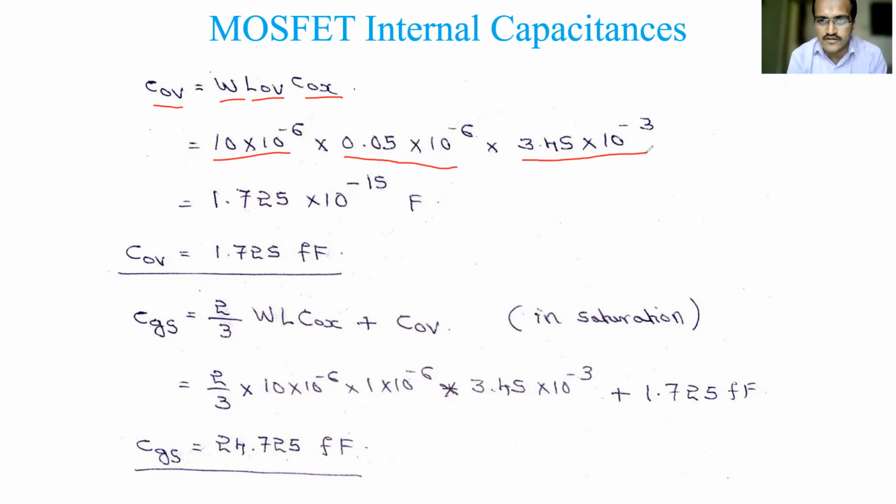Okay, substitution and all we'll do this only. Fine. So what will happen here? 10 into 0.05 into 3.45 will give you 1.725. And then it is minus 6, minus 6, minus 12, minus 12, minus 3, minus 15. So 10 to the power minus 15 will come. Minus 15 means femto. So that's why you can write it as 1.725 femtofarad. Okay. So that is the overlap capacitance.